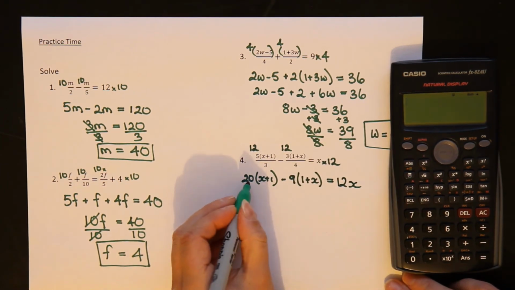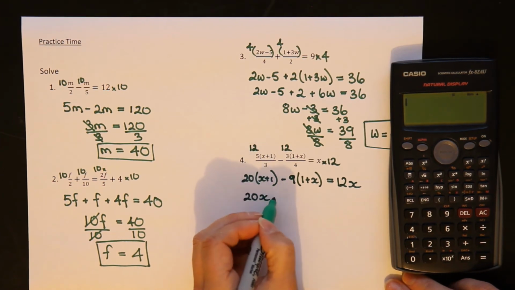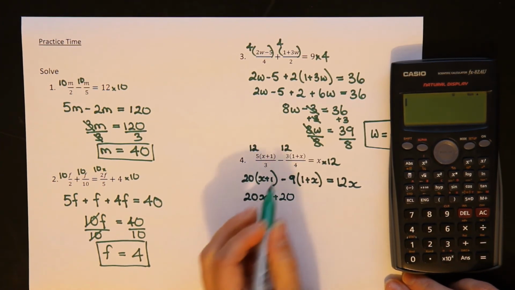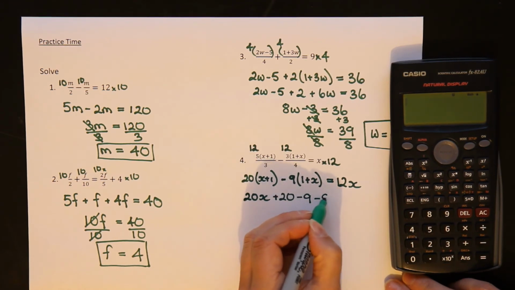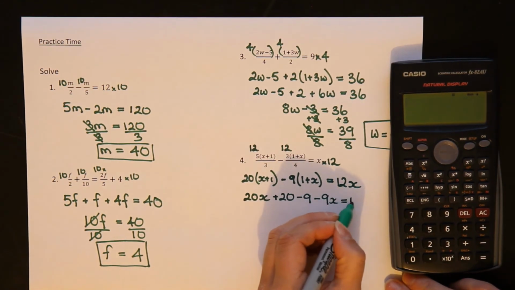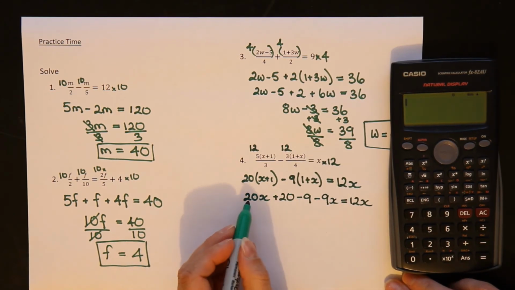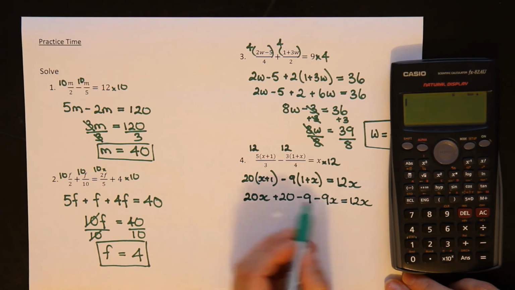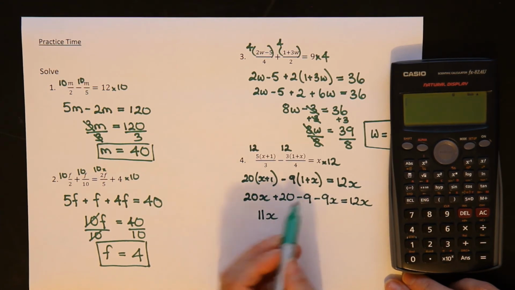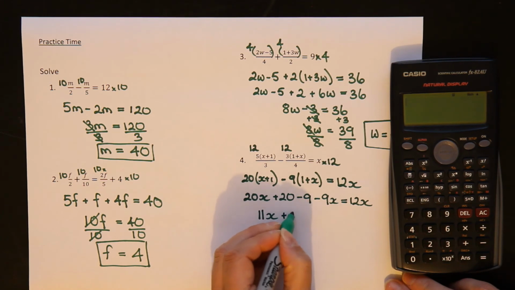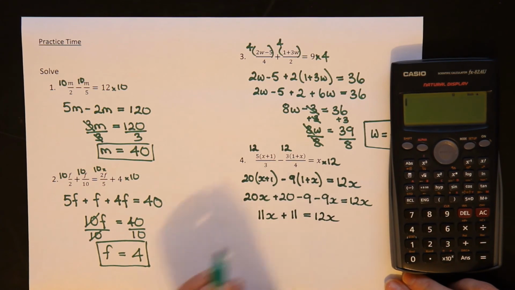So expanding out, I have 20x. 20 times 1 is 20. Minus 9 times 1 is minus 9. Then minus 9x equals 12x. 20x minus 9x would be 11x, and 20 minus 9 would be 11, so 11x plus 11 is equal to 12x.